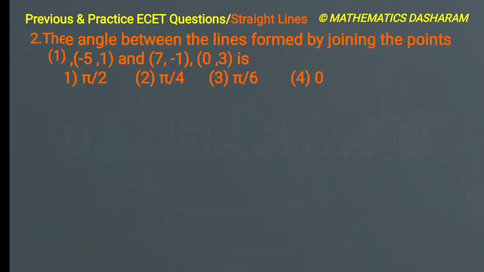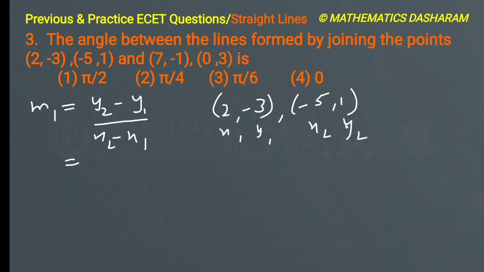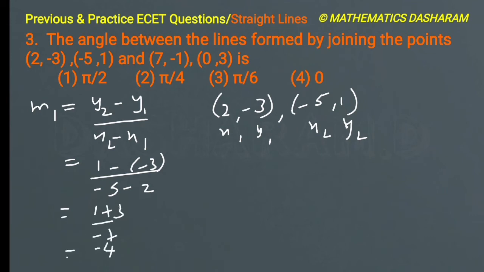Next, the third question is: the angle between the lines formed by joining the points (2, minus 3), (minus 5, 1) and (7, minus 1), (0, 3). For the first 2 points I am going to find the slope m1, that is y2 minus y1 by x2 minus x1. So y2 minus y1 is 1 plus 3, divided by x2 minus x1, minus 5 minus 2, which is minus 7. So it equals minus 4 by 7, which is the m1 answer.